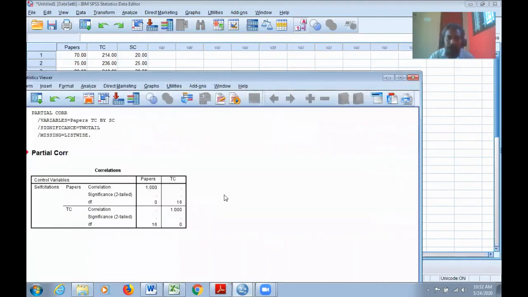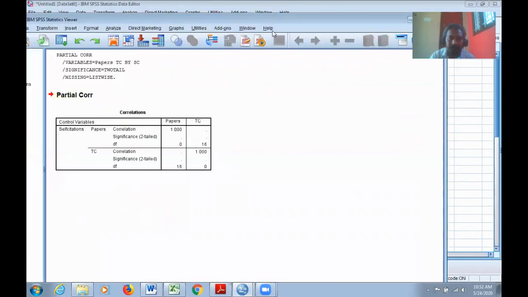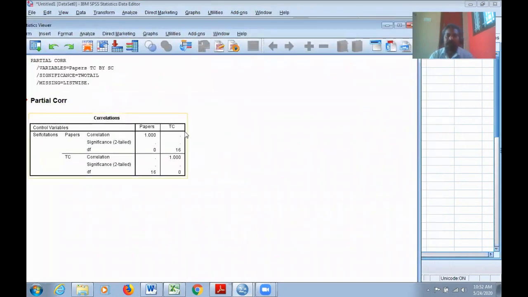I say OK, and you can see the result here. See, since both are very closely correlated, you have seen 0.929, 0.929 in both the ways. It means that there's a very close association between the three variables.